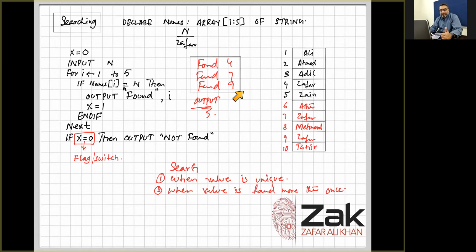All right, so be careful. When we are looking for a search which is unique, as soon as we find it, we put exit for. But in this case, where we have the same name appearing several times, we don't have to put exit for there.